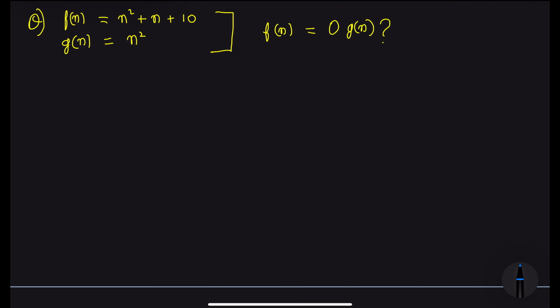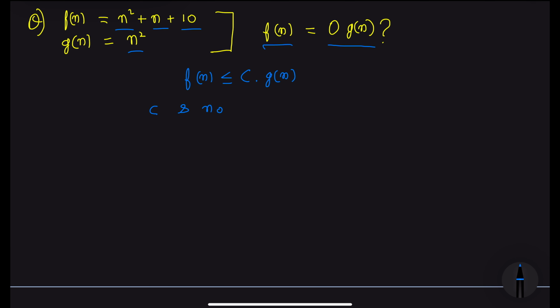Let's do a few questions. We have our f(n), which is equal to n square plus n plus 10, and we have our g(n) equal to n square. We have to check if f(n) is big-O of g(n). So we have to prove that f(n) is smaller than or equal to c into g(n). So basically we have to find two values, which are c and n naught.